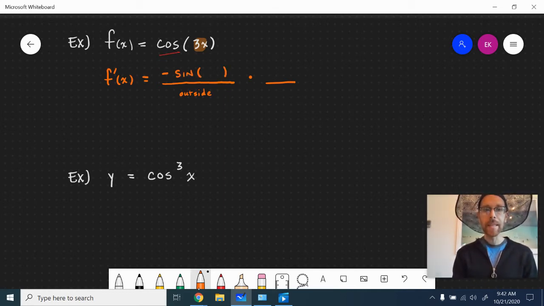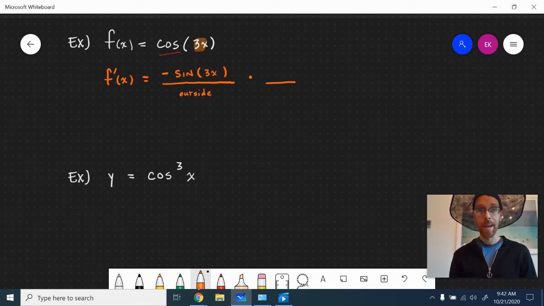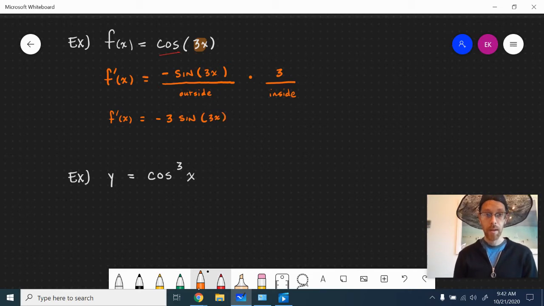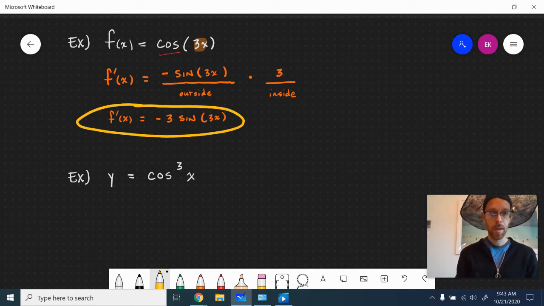Of, you leave the inside alone. So we rewrite the 3x, multiplied by the derivative of the inside. Since the inside is 3x, its derivative will be 3. I would like you to write your final answer this way. Coefficients come up front, so we get negative 3 sine of 3x. And there is our answer.